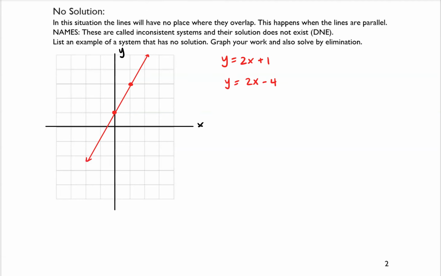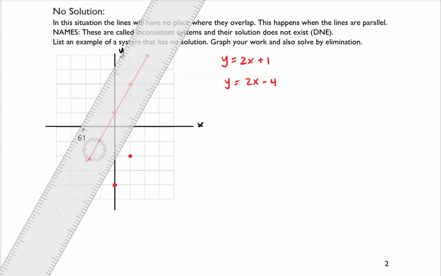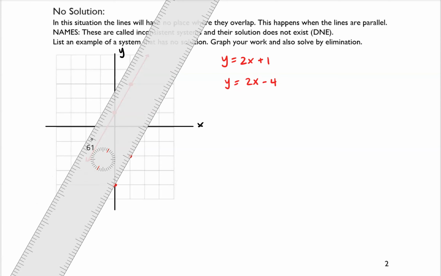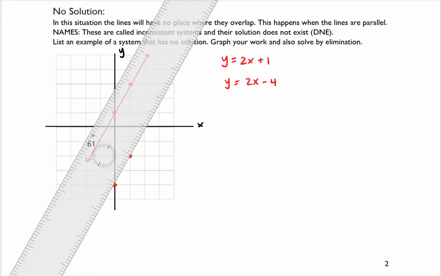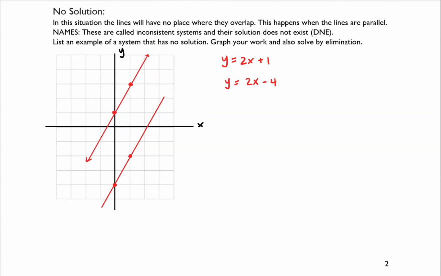Okay, and our second line is y equals 2x minus 4, which has a y-intercept at (0, -4). And then to get to my next point, I want to move up 2 units, right 1 unit. And I'm going to pull out my ruler to connect those. And that is going to look something like that.